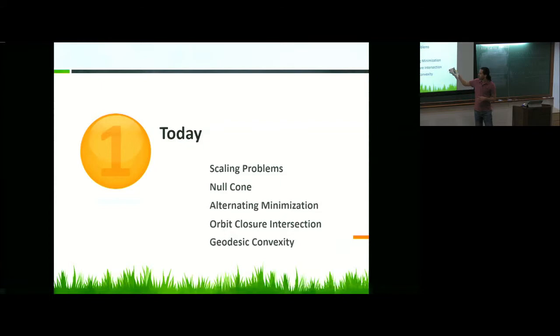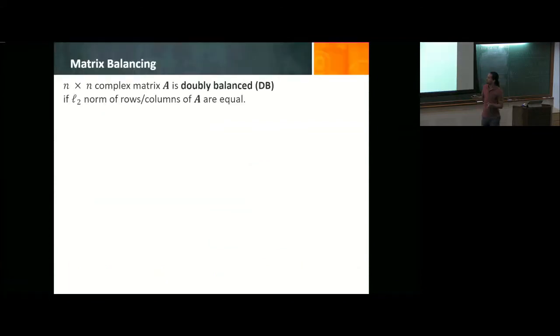And this algorithm requires this geodesic convexity that Ankit promised I would speak about, so I'm hoping to speak about it in these 45 minutes. So here's the first and most basic scaling problem that Ankit talked about in his talk, which is the matrix scaling or balancing problem.